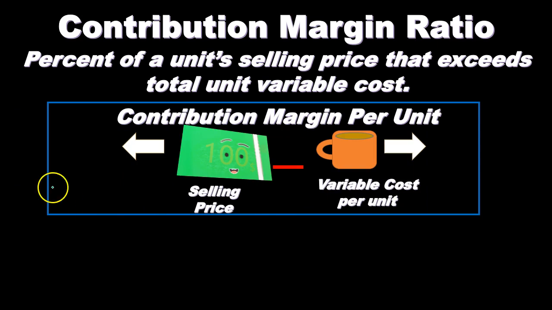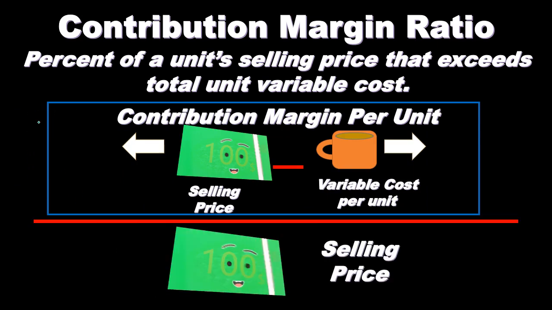How would we calculate that? We're going to take the contribution margin per unit and divide that by the selling price. So remember, now we've got the contribution margin per unit. What was that? We just looked at it. The contribution margin per unit is the selling price minus the variable costs per unit. So the selling price per unit minus the variable costs per unit, that is the contribution margin per unit. You're going to take that and divide it by the selling price to get the contribution margin ratio.